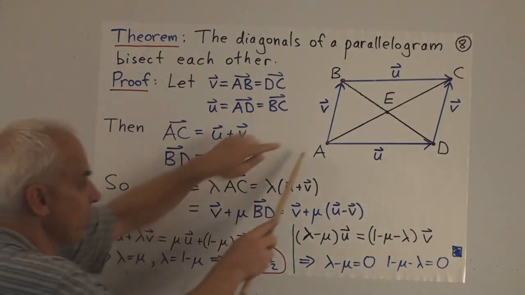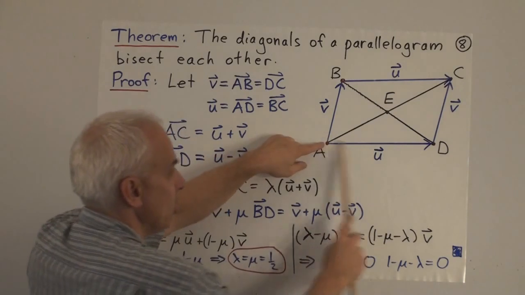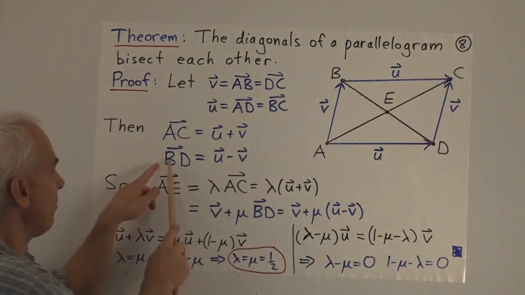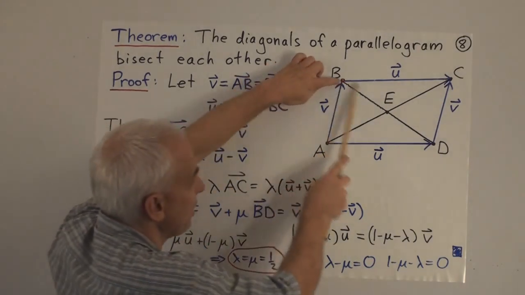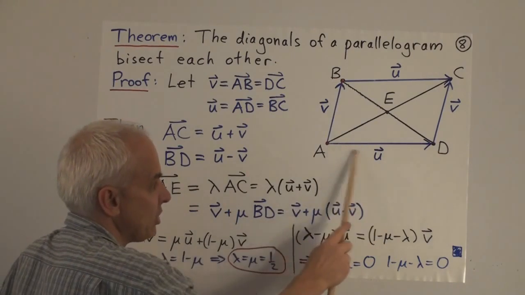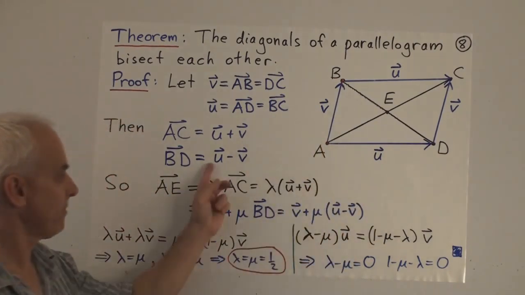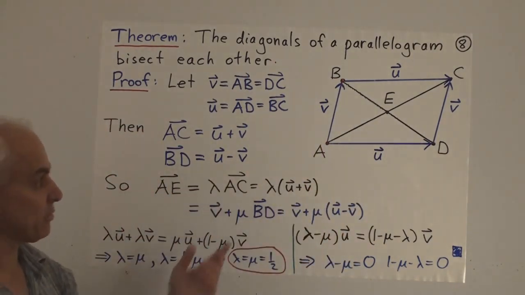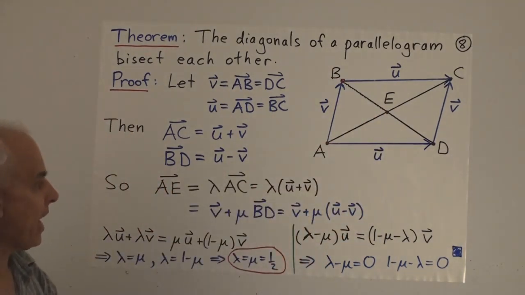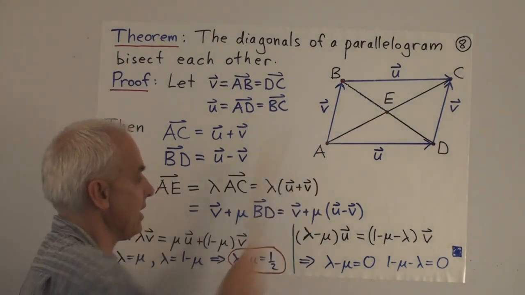Then AC, from here to here, is u plus v. While BD, from here to here, that's the difference between vectors. It's going from here to here, so it's u minus v. So it's easy to express the diagonals in terms of v and u. And now let's look at AE.